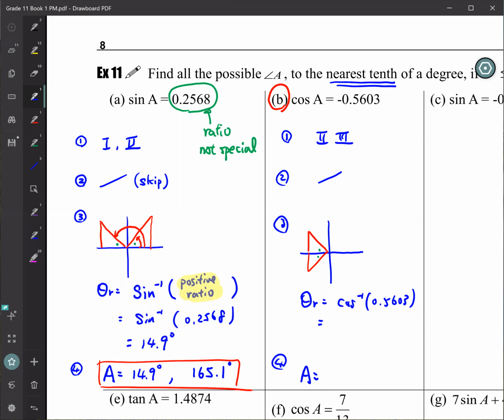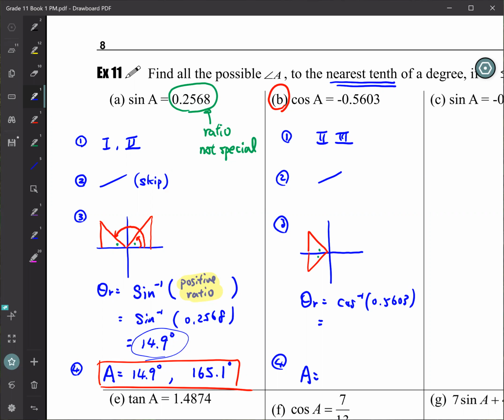For question A, did you get 14.9 for the reference? Oh, yeah, I did. How did you get sine inverse? I just did it the same way that I'm doing it now. Did you have to press second and then sine? Yeah. It should be fine. Okay, let me check.